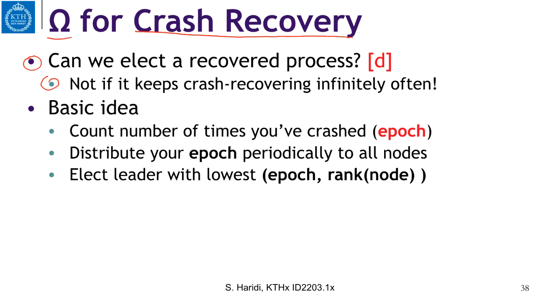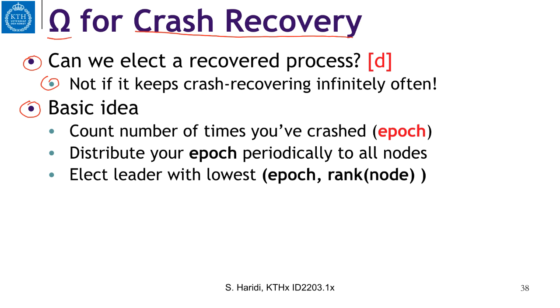So what is the basic idea of an omega for the crash recovery model? The idea is that we always elect a process that has failed and recovered the lowest number of times, and among these we will take the one with the max rank. And we have to have an implementation that guarantees this. So how to do this?